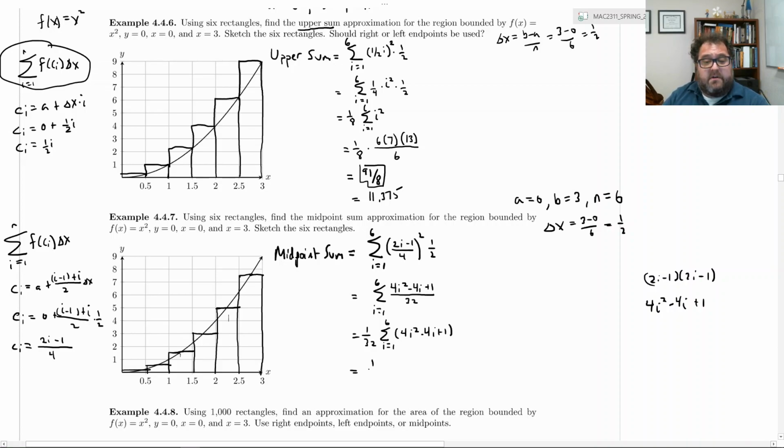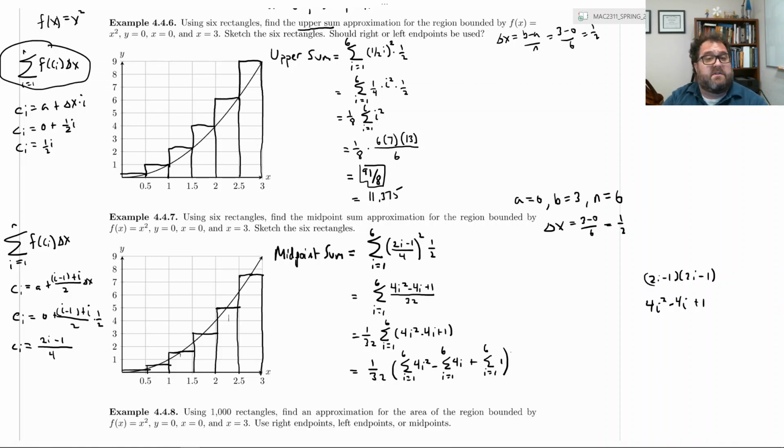Now we have to be careful here because that 1 over 32 out front applies to everything to the right. So I need to open some parentheses, and that's going to give me the sum from i equals 1 to 6 of 4i squared minus the sum from i equals 1 to 6 of 4i plus the sum from i equals 1 to 6 of 1.